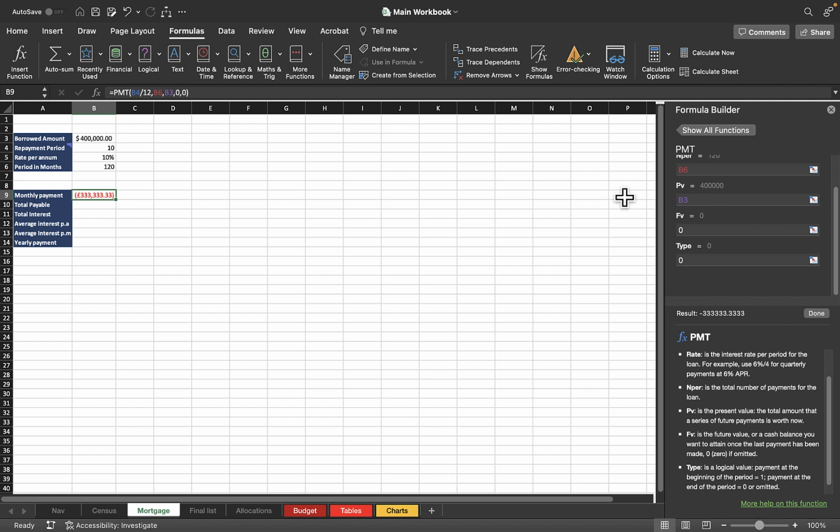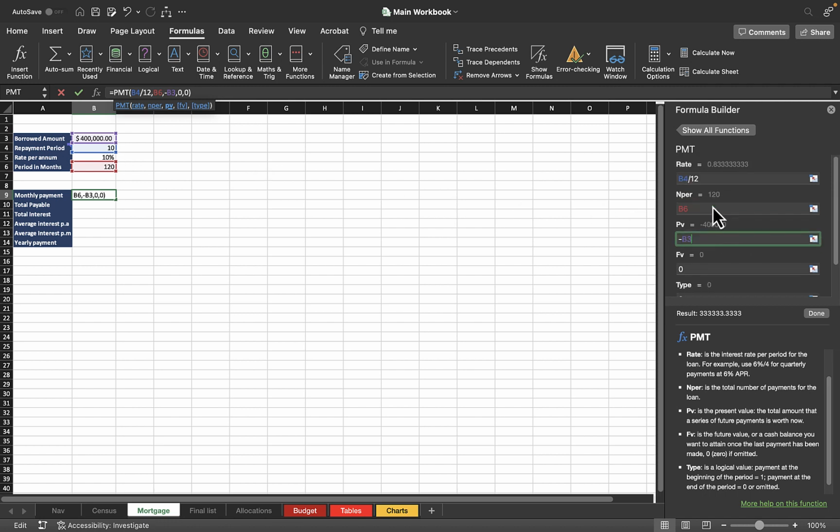It's giving us a negative value because, remember, the present value, because it's cash out from your bank, needs to have a negative sign in front of it. I did that purposefully so that you're able to see what comes out of it.